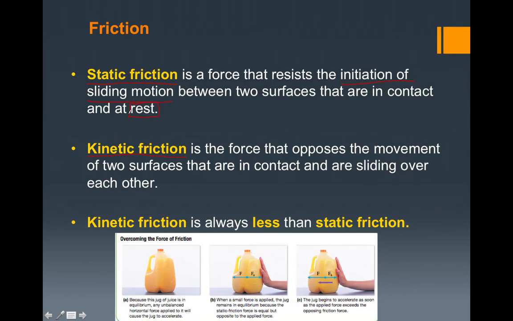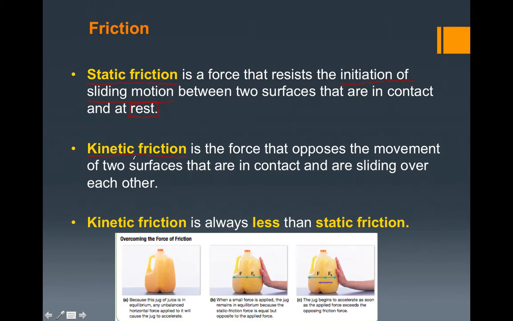So the initiation of sliding motion between two surfaces that are in contact and at rest. So this is the big piece of static friction. It's got to be at rest. So for example, this orange juice container here is not moving. So right now it has static friction with the table it's sitting on because it is not moving and it doesn't want to move. And this is the friction that resists the motion. So when you start to push something, it's really hard to start moving because of this static friction.